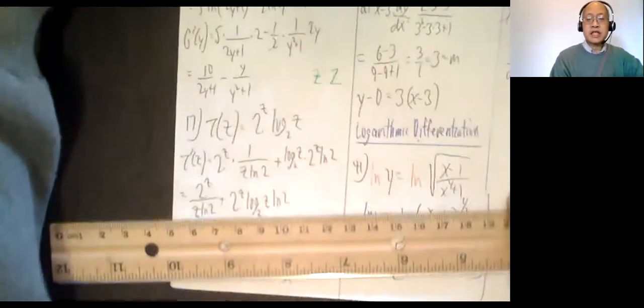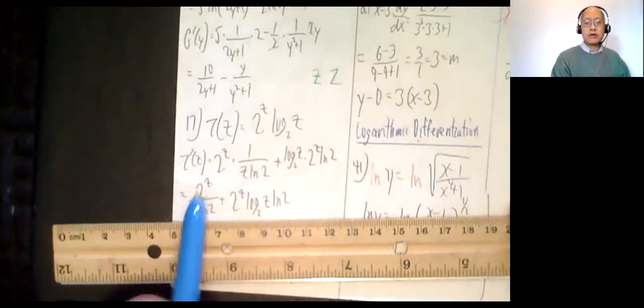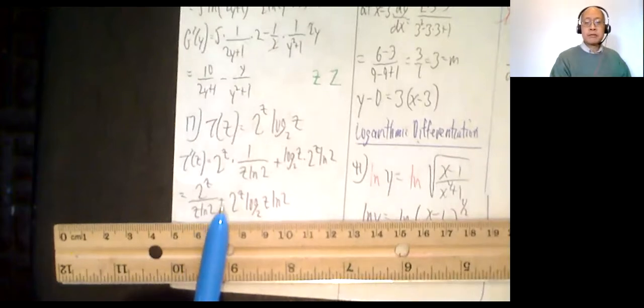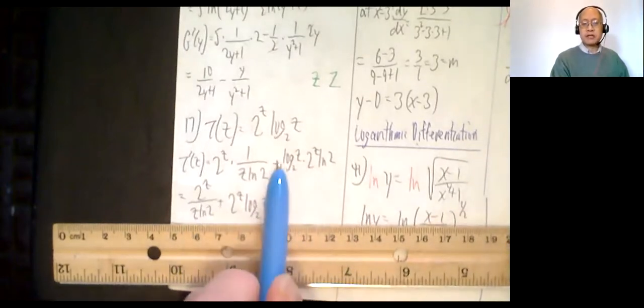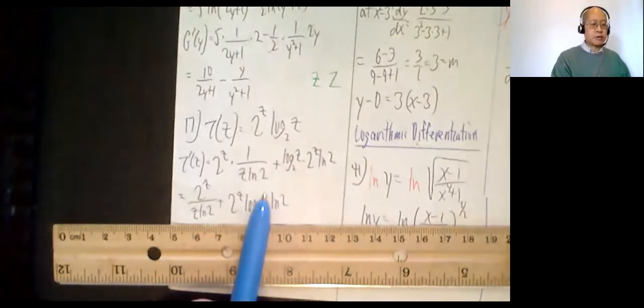Okay. And just a little bit of touch up. 1 times that is just 2 to the z. So I put the final answer as 2 to the z divided by z natural log of 2. And then this one, I just put this in front. That's the normal place to put it. So 2 to the z log base 2 of z natural log of 2.